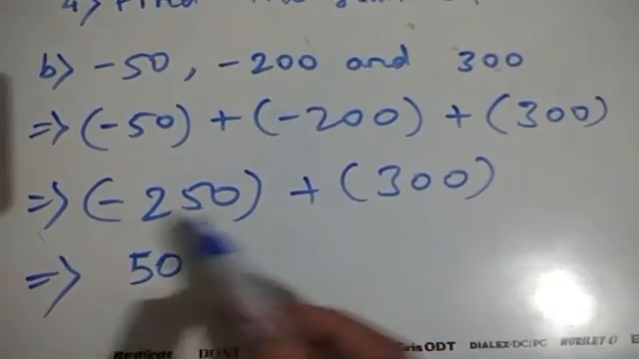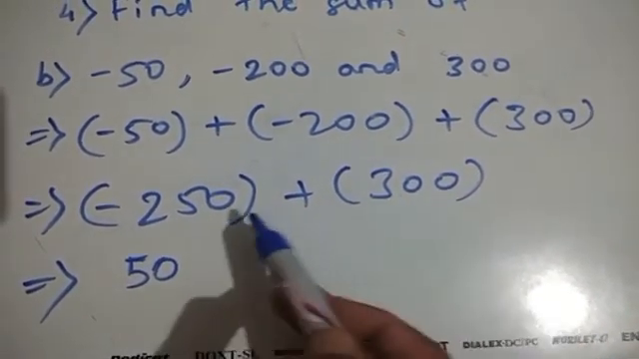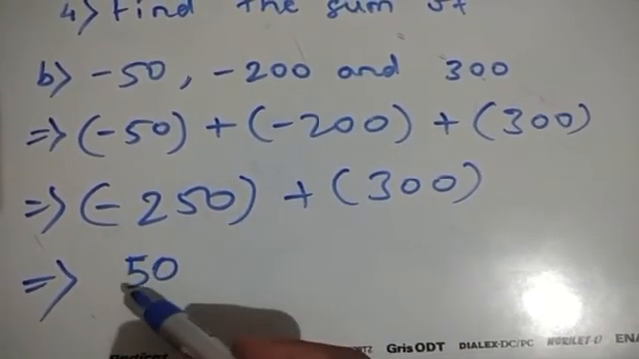Now here see one negative integer, one positive integer. Subtraction now. 300 minus 250 is how much? 50. And what is the sign of greater number? Plus. Therefore plus 50 will be the answer.